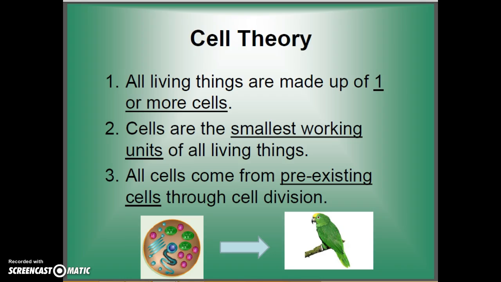And the four of them, van Leeuwenhoek, Hooke, Schleiden, and Schwann, all came up with what we now call the cell theory. The first portion of the cell theory says that all living things are made up of one or more cells. The second part: cells are the smallest, most basic unit of all living things. And the third portion: all cells come from pre-existing cells through division. So if you look here is an animal cell; thousands of these make up this one bird.